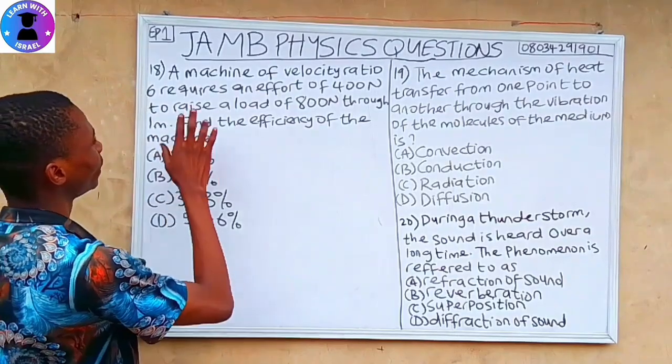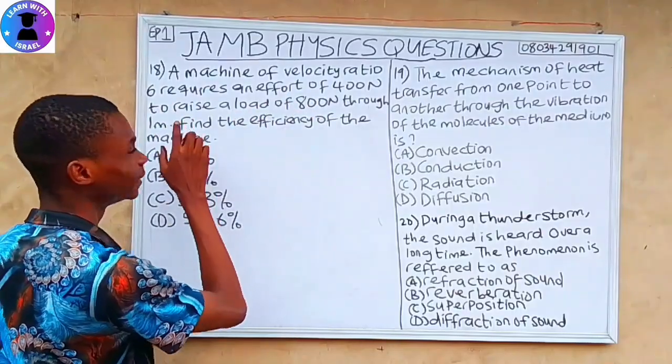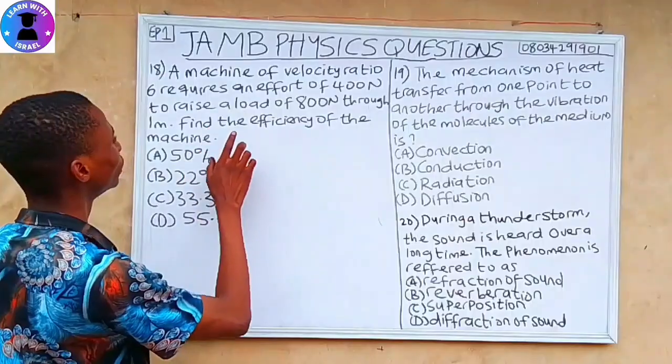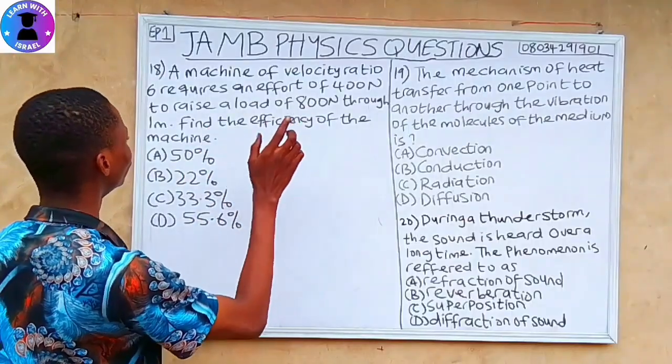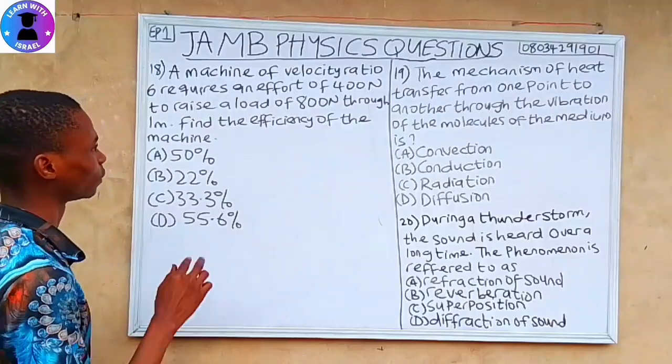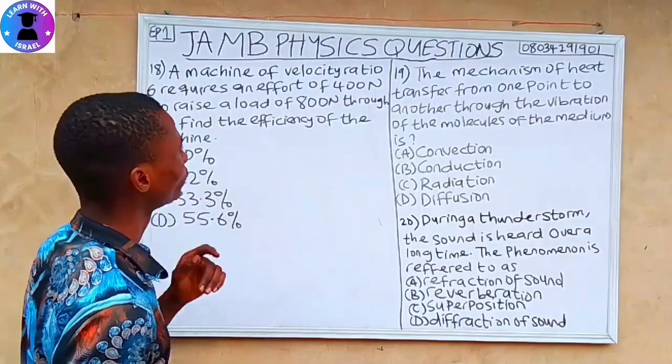Question 18. A machine of velocity ratio 6 requires an effort of 400 Newton to raise a load of 800 Newton through 1 meter. Find the efficiency of the machine. So we have to find the efficiency of the machine.